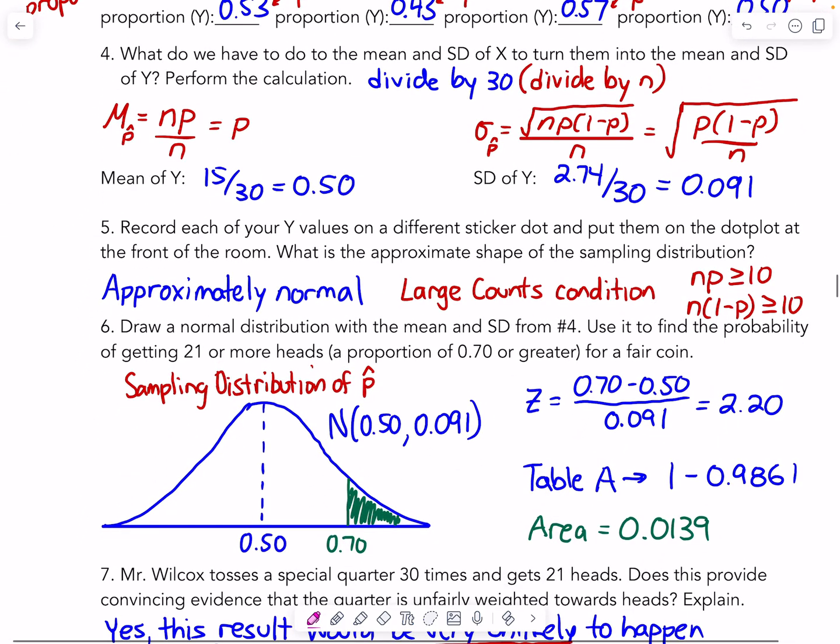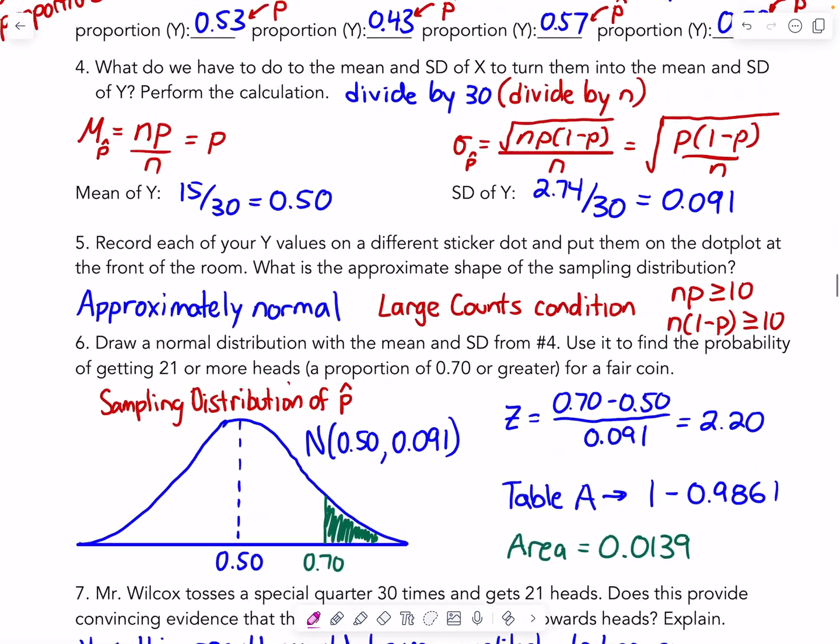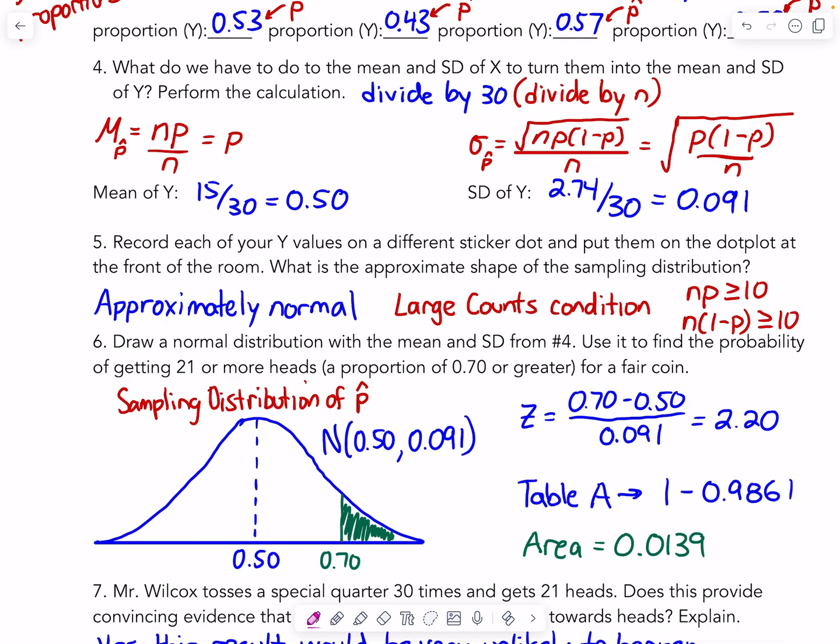So if I record each value on a different sticker, what we didn't do the sticker and the dot plot, we did the calculator, and I sent it to you and you sent it back, and we put it together and we saw that the sampling distribution is approximately normal. The condition that allows it to be approximately normal is that I have successes and failures. np is the successes: I have 30 flips times p, 50%, and that's how many heads, and that's greater than or equal to 10. Then n(1 minus p), 30 times 50%, is greater than or equal to 10, and that's tails. That gives me the large counts condition and says it's approximately normal.